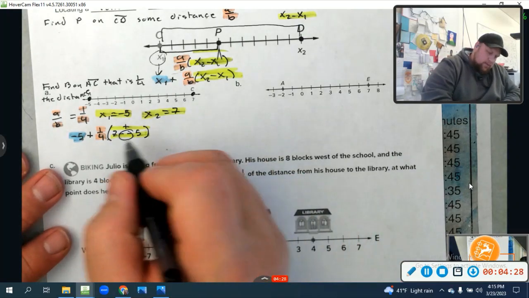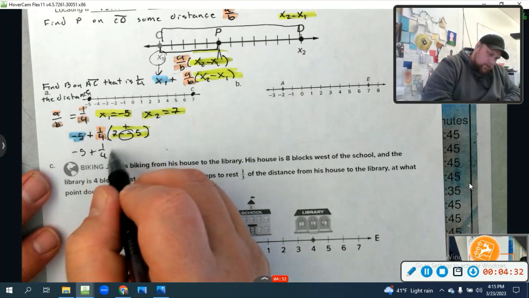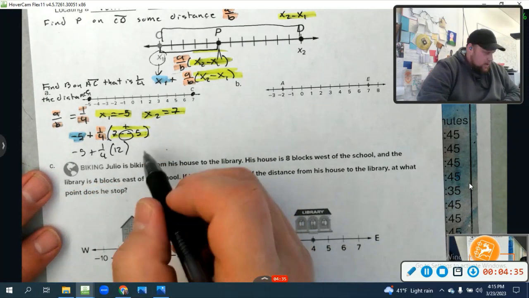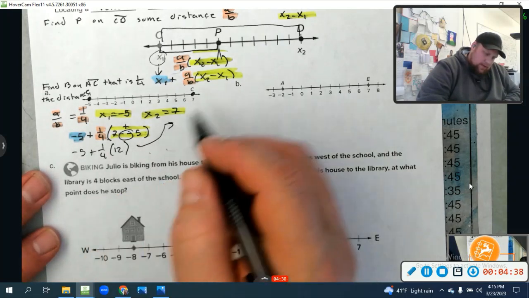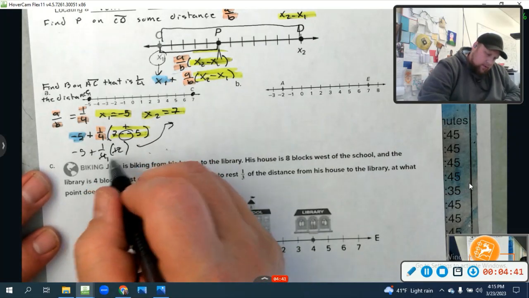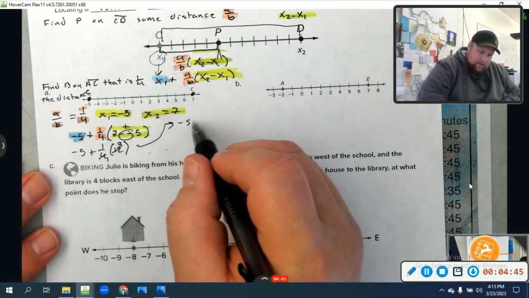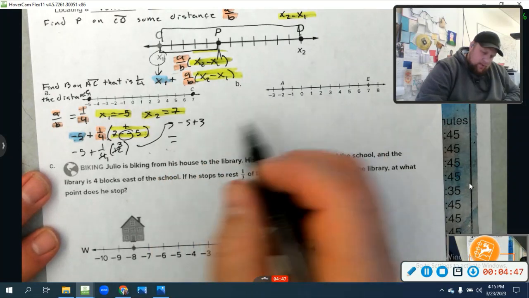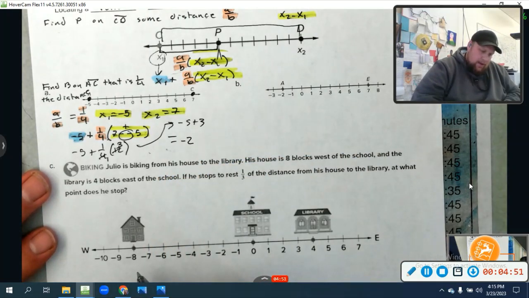So I end up with what? -5 plus 1/4 times 12, which what is that? That's going to end up being 1/4 times 12. 4 goes into 4 once, goes into 12 3 times. I have that's just -5 plus 3, which equals -2. So the point that is 1/4 the distance should be at -2.